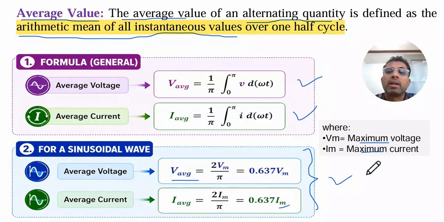The maximum current. Now in the examination, students, the question can be like this: calculate the average voltage or the average current. And what is given? Vm is given, the maximum voltage is given in the exam. You need to put the value in place of Vm over here, and you just use the calculator and you can calculate the average voltage and average current. But this formula is important. Questions from the general formula will mostly not come in the exam. This is only for understanding, but this formula is important from the exam point of view, right?